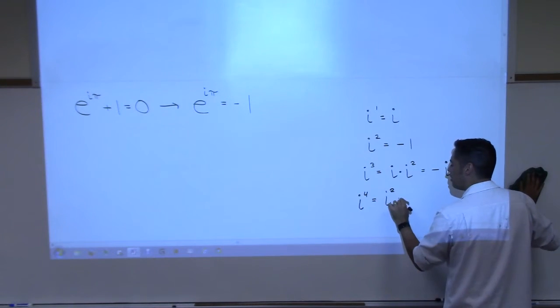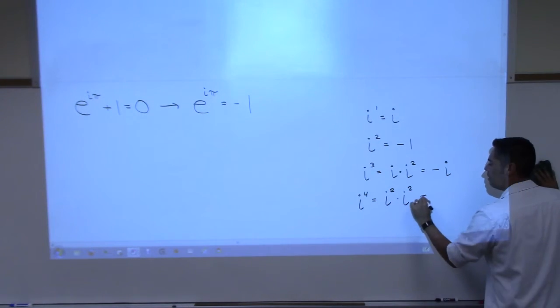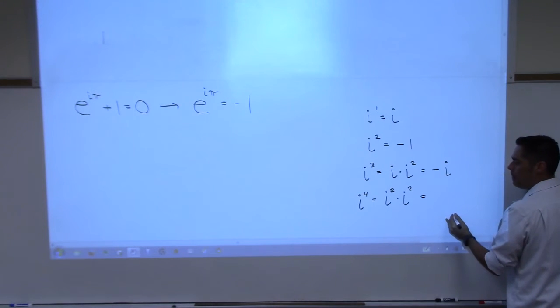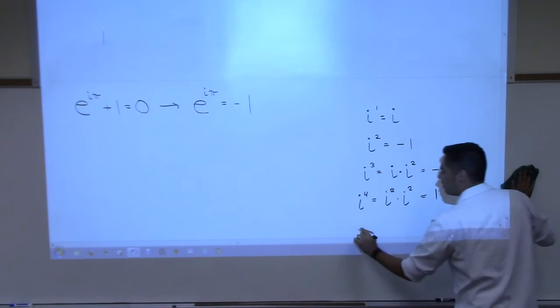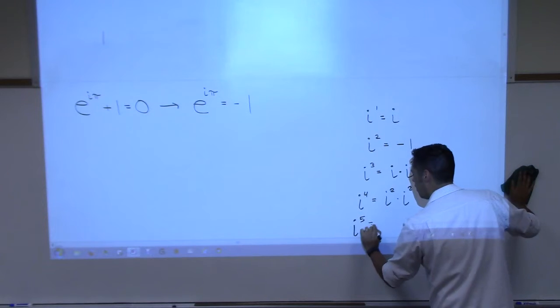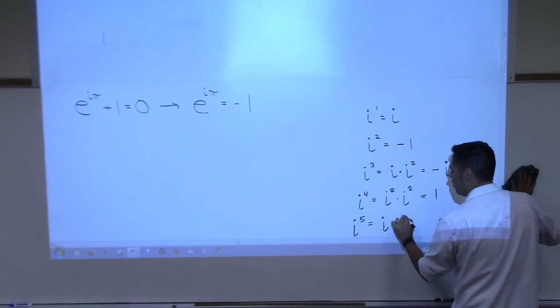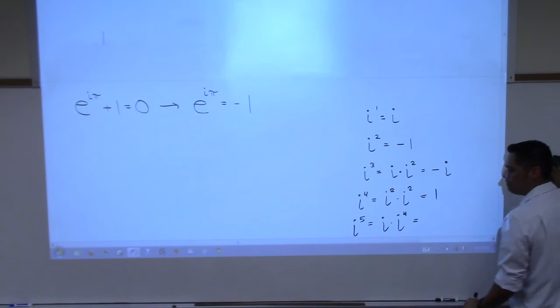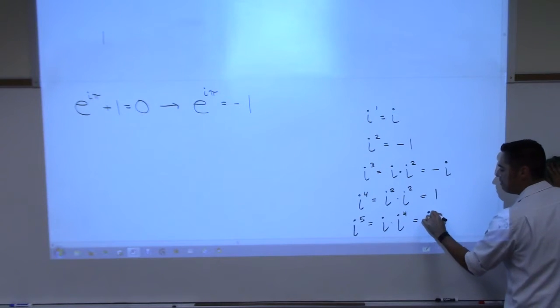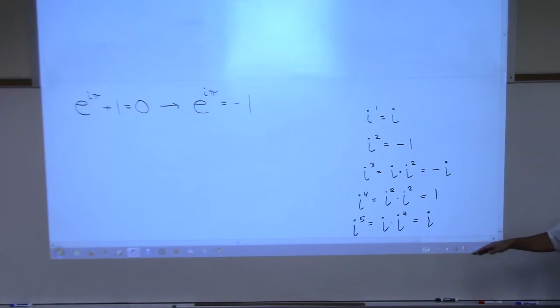Okay, what's i to the fourth? Isn't that i squared times i squared? So isn't that -1 times -1? 1. What's i to the fifth? Well, isn't that i times i to the fourth? So isn't that just i? And what's going to start happening? It's going to start repeating.